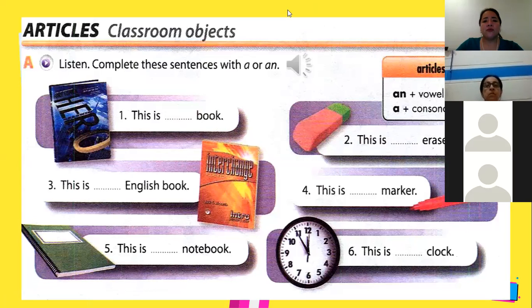Here I'm gonna give you, you can see in your screen we have six sentences. We have here book, then we have English book, because this is different. We have notebook, we have eraser, we have marker, and we have a clock. In this case, guys, we have here this part. Tenemos aquí esta tabla, right? It is an plus vowel sound and a plus consonant sound.